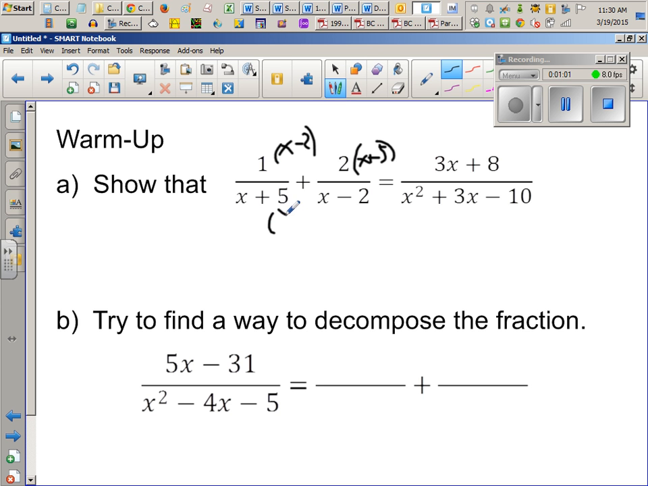But you're actually multiplying top and bottom by x minus 2 on this one and x plus 5 on this one, right? Okay, so you can see that there's a 1x and a 2x, that's 3x, and there's a minus 2 and a plus 10, so there's your 8. So that's pretty easy. Doesn't take any critical thinking to do that. But this kind of shows it, doesn't it?